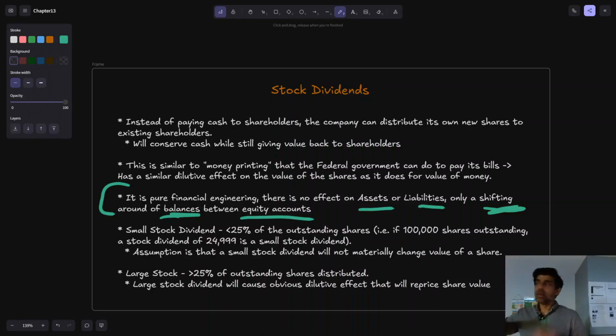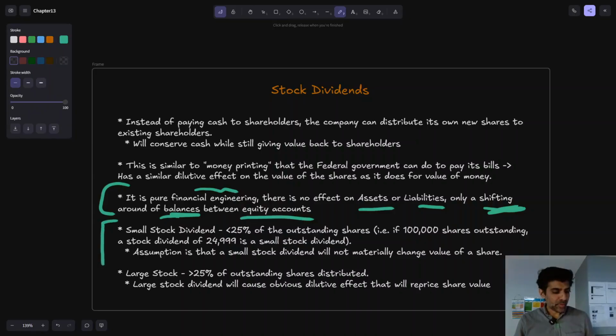So between the two, there's no net effect. Your balance, assets equals liabilities plus equity, is going to remain totally unchanged. It's just within equity, we're moving balances around. So this is what we mean by financial engineering. You're not actually creating any value. You're just moving balances around. But there are reasons that it is useful.